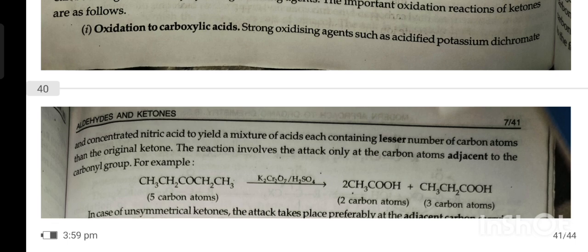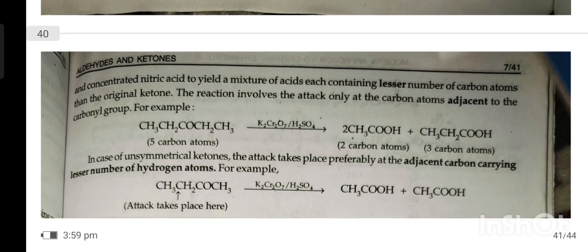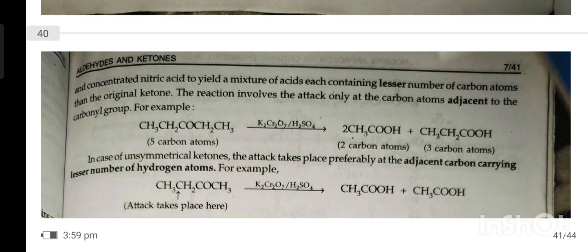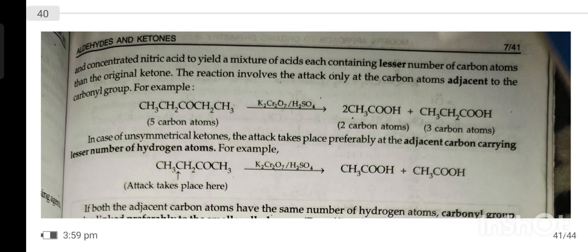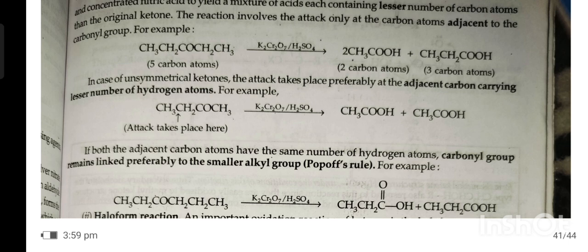The reaction involves attack only at the carbon atom adjacent to the carbonyl group. For example, a five-carbon ketone in the presence of K2Cr2O7 and H2SO4 gives two- and three-carbon carboxylic acids. In the case of an asymmetrical ketone, the attack takes place preferentially at the adjacent carbon carrying fewer hydrogen atoms. For example, attack takes place at the arrow position, so the products formed are ethanoic acid and ethanoic acid.